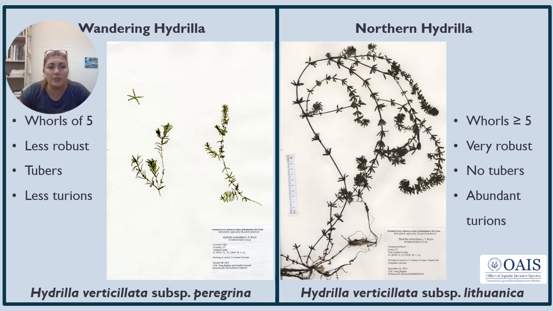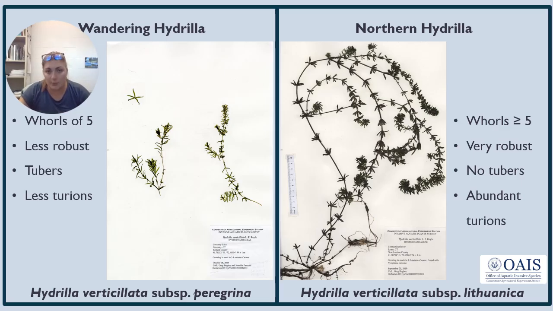We now have 2 different strains of hydrilla in the state. So wandering hydrilla we've had for a while. This is Hydrilla verticillata peregrina. It's in Coventry Lake and the Mystic Seaport Pond. It's in the Silvermine River system, and it has whorls of 5. It's not as robust as our other strain. It does have tubers, and then it doesn't have nearly as many turions.